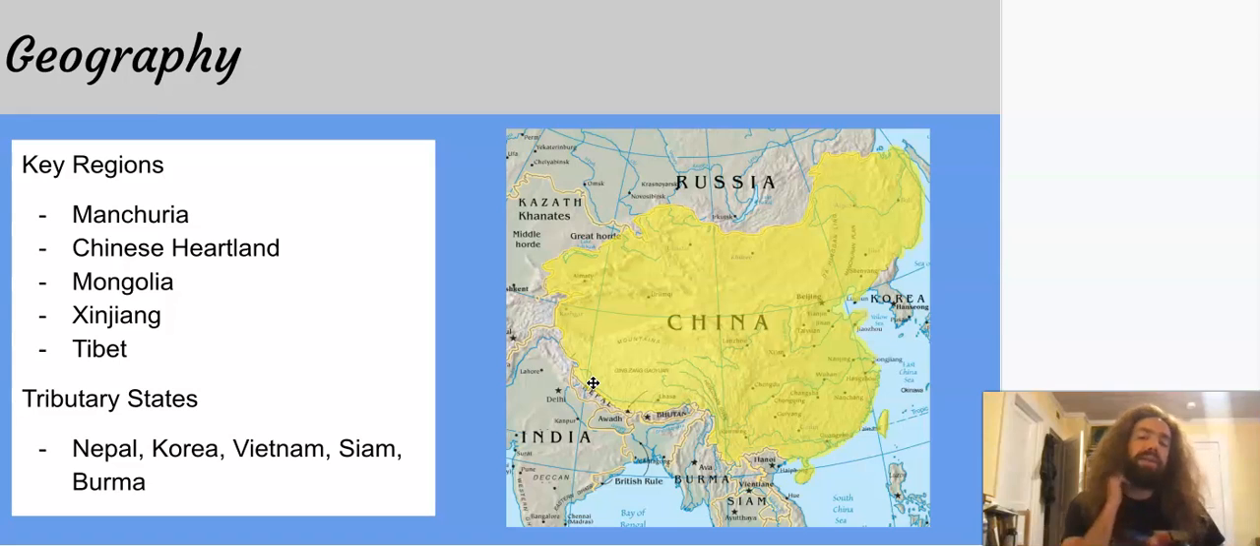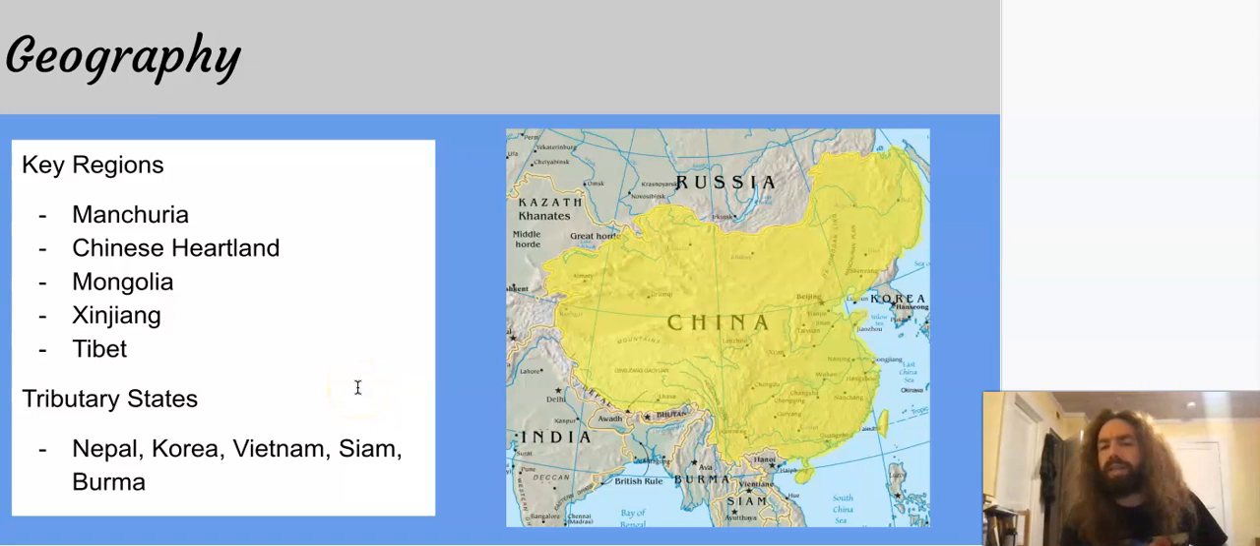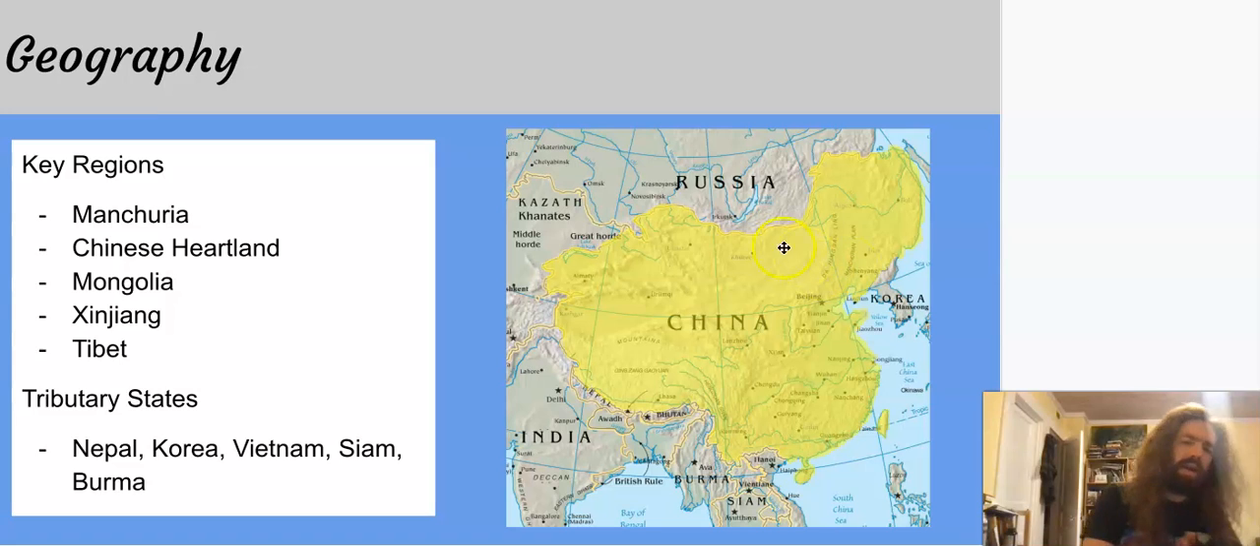And there are a bunch of other states near China that pay tribute to China, even though they are never conquered. That is, they are more or less forced into a submissive trading relationship with China. And that includes Nepal, down here, Korea, up here, Vietnam, down to the south, Siam, and Burma. So China kind of effectively dominates this whole chunk of East Asia and collects taxes and tribute from all of these different places.